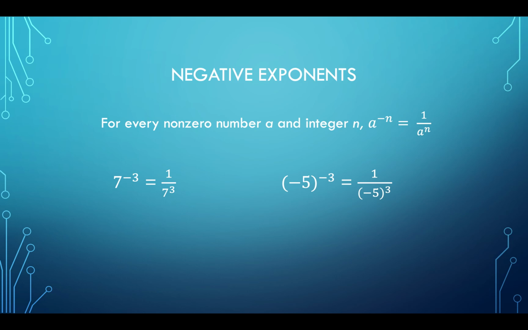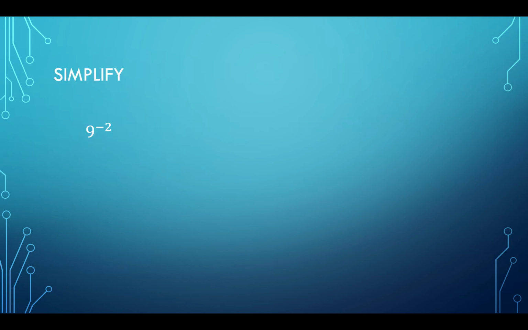As a reminder, a negative number to an even exponent is going to be positive, and a negative number to an odd exponent is going to be negative. So if I give you this to simplify, 9 to the negative 2. To solve it, you would put 1 over 9 squared. And 9 squared is 81, so your final answer is 1 over 81.